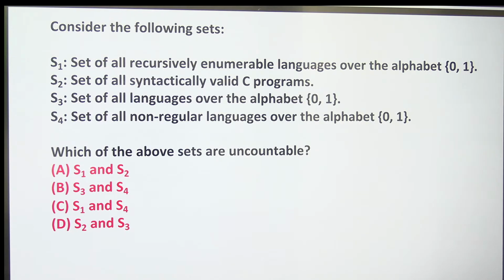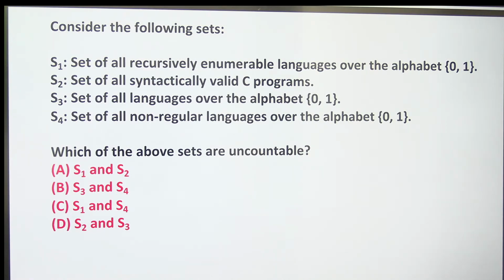Next one, set of all languages over the alphabet 0, 1. The set of all languages over the alphabet 0, 1 is 2 power sigma star. Language means a subset of sigma star. So the set of all languages over the alphabet 0, 1 is going to be uncountable. Set of all non-regular languages is also uncountable.